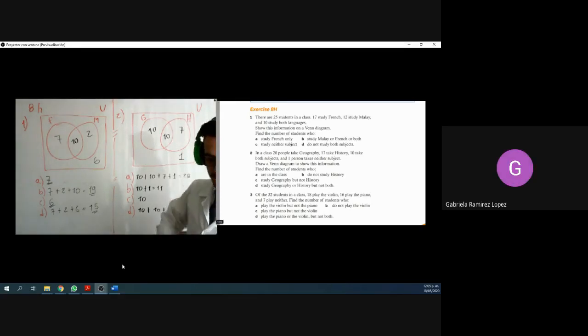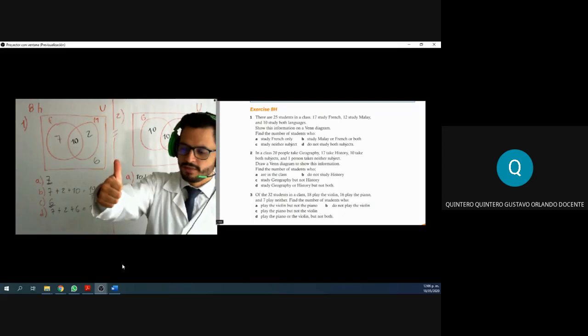Teacher, it says geography or history, but not both. Ah, but not both. Okay, not both. Beautiful. So we have 17, yes, we have these 10 and these 7, but not both. So we are not going to count the ones in the intersection. We only have 10 plus 7, so 17. Beautiful, guys. Thank you for letting me know, guys.